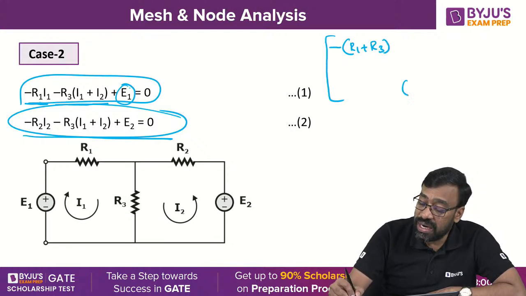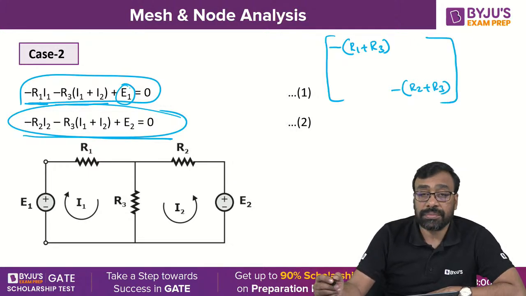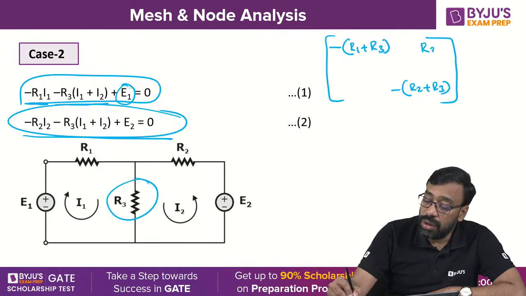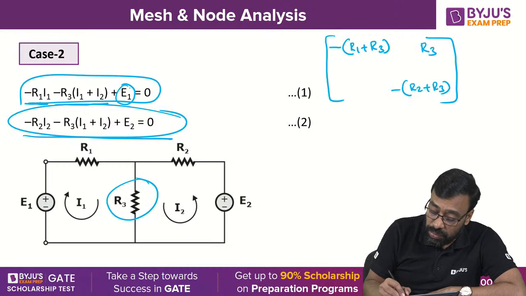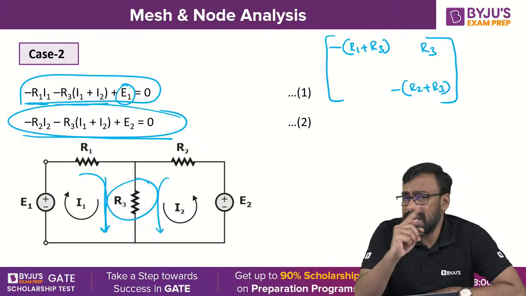What are the elements in the second loop? R2 plus R3. What is the common element? Common element, R3. How are the loop currents flowing in the common element? Both are flowing in downward direction, right? Yes or no? Downward direction. Both are flowing in the same direction.